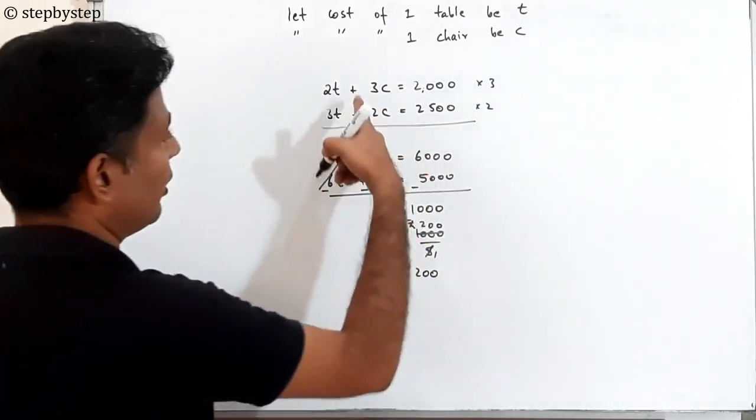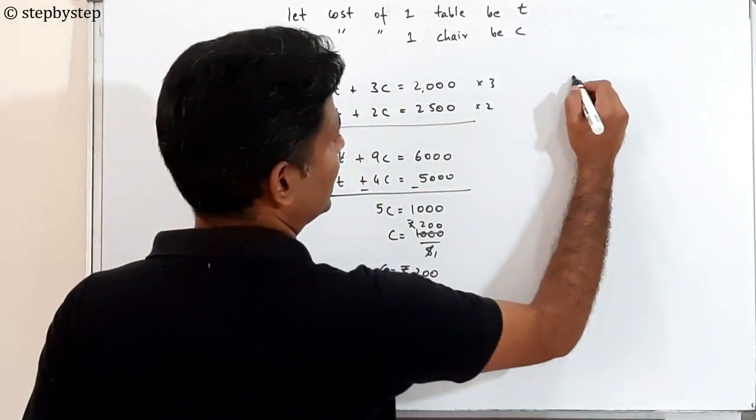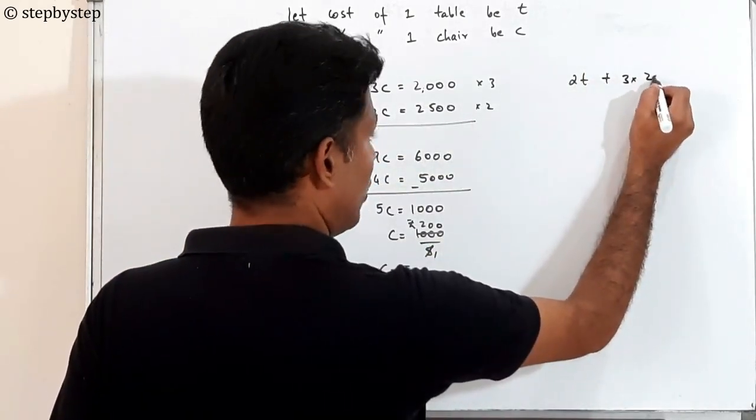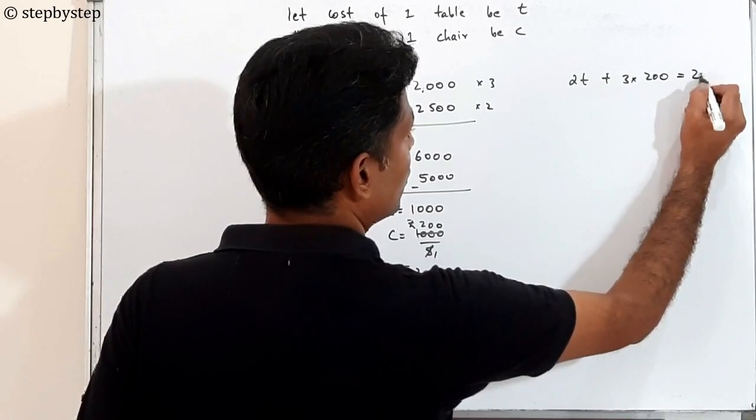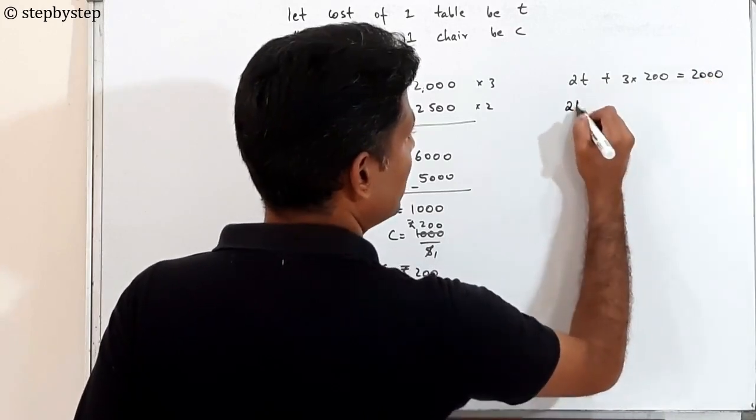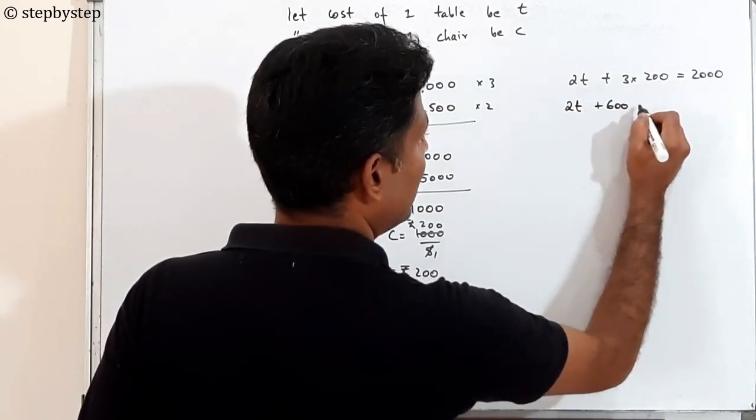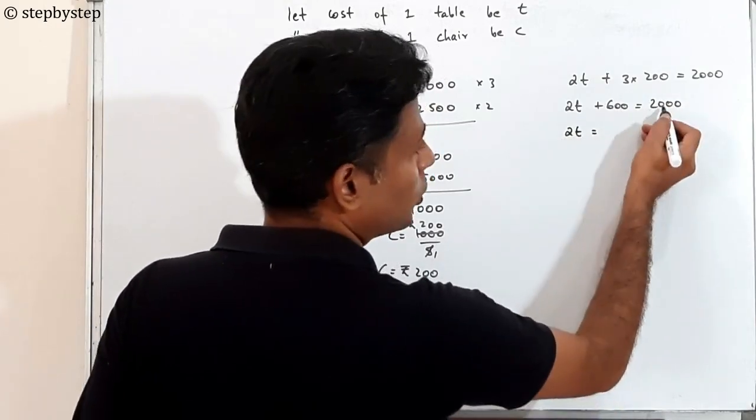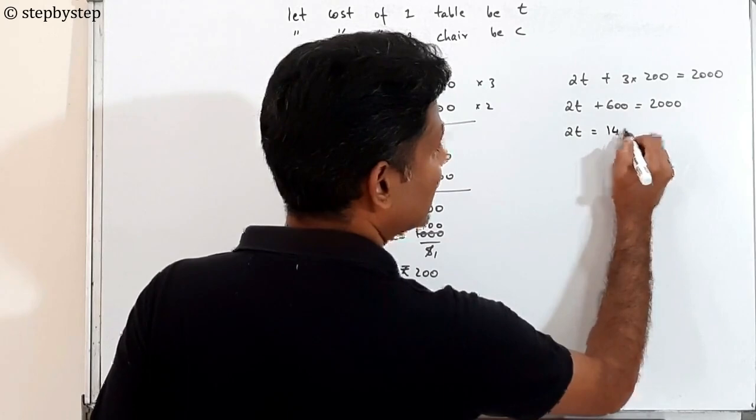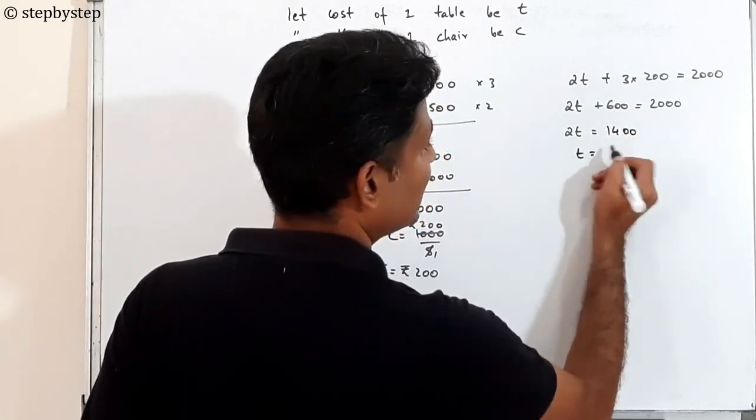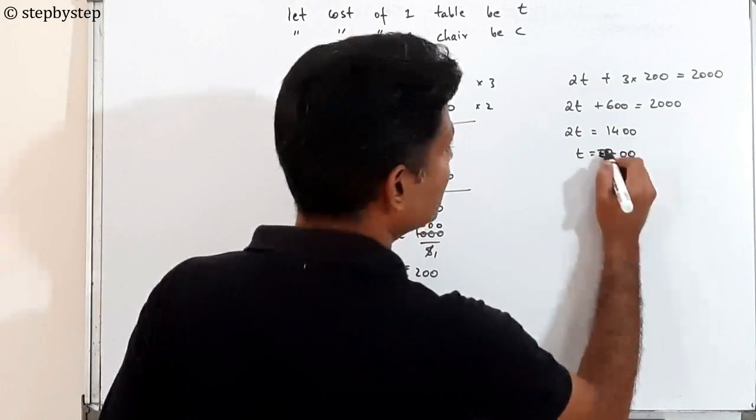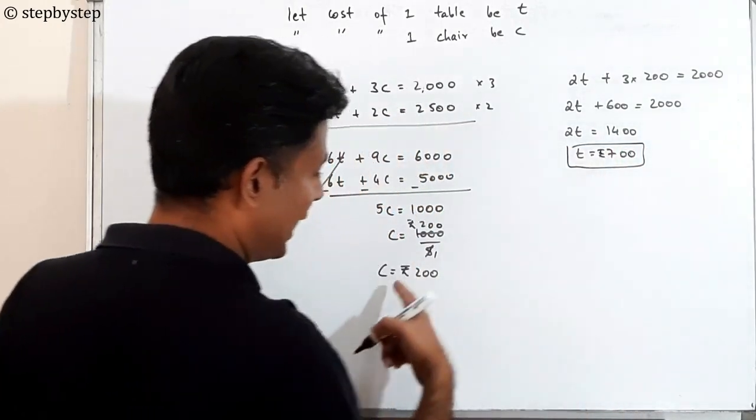Now substituting in one of the equations, I will substitute in the first equation. 2T plus 3C, that is 3 into 200, equal to 2000. So we get 2T plus 600 equal to 2000. So 2T equal to 2000 minus 600, that is 1400. So T is equal to 1400 by 2, so rupee 700. So we got the cost of 1 table and 1 chair.